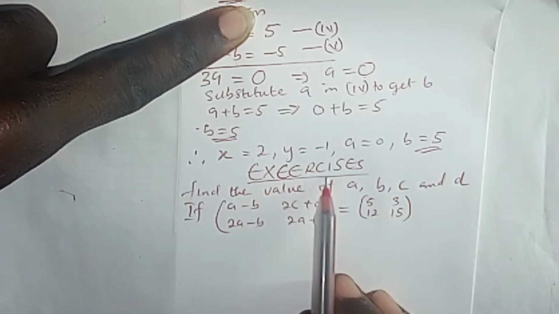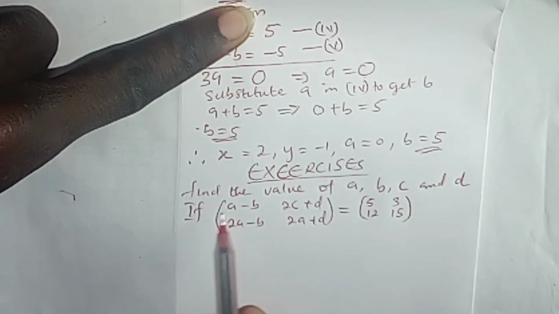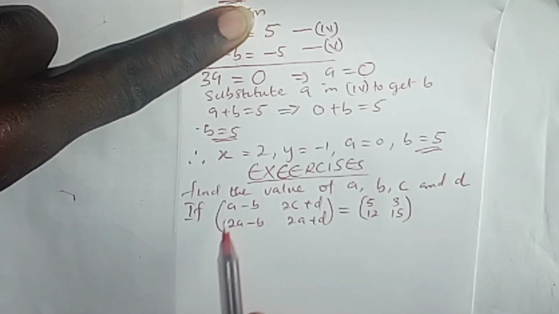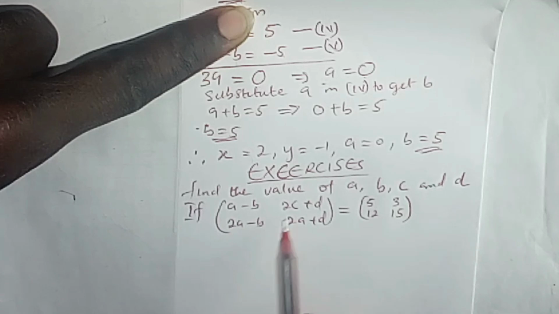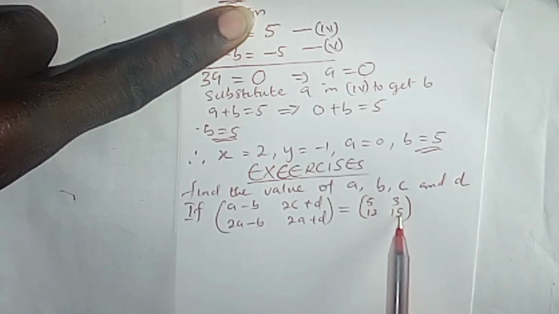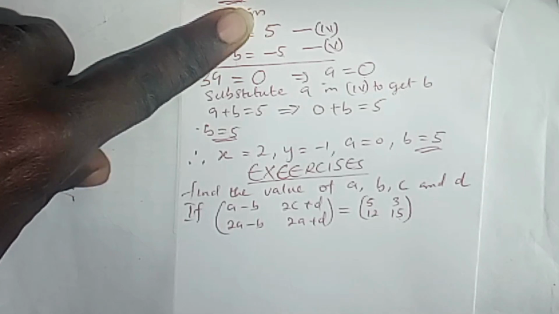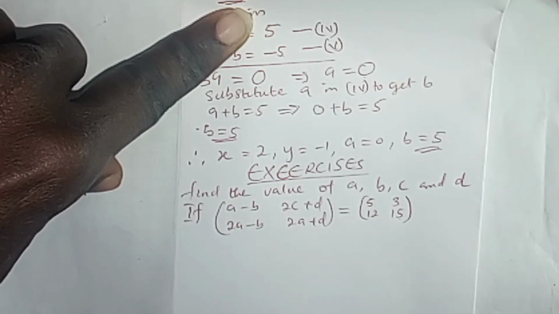That is, exercise: find the value of a, b, c, and d if the matrix a minus b, 2a minus b, 2c plus d, 2a plus d is the same thing as 5, 12, 3, and 15. So we are going to equate them and find the values of a, b, c, and d.